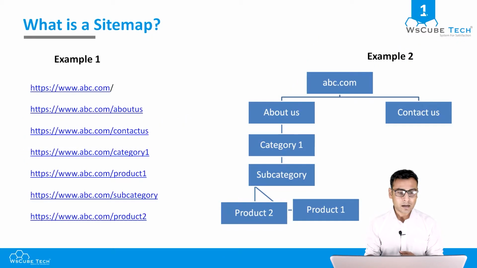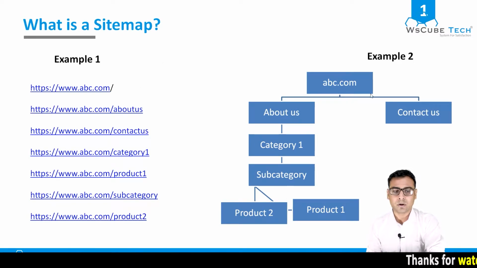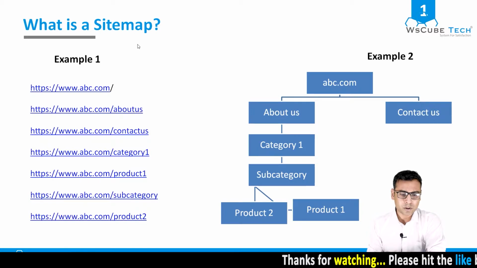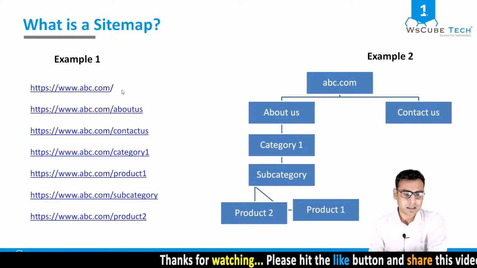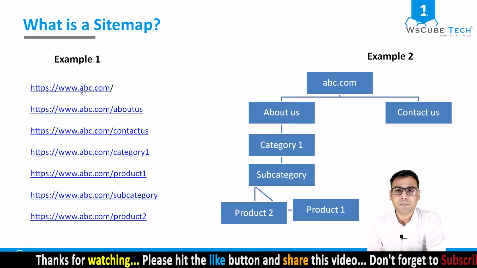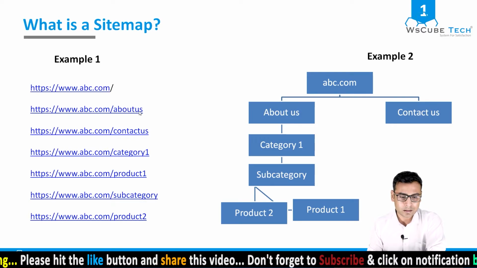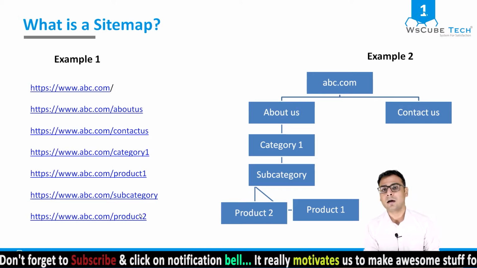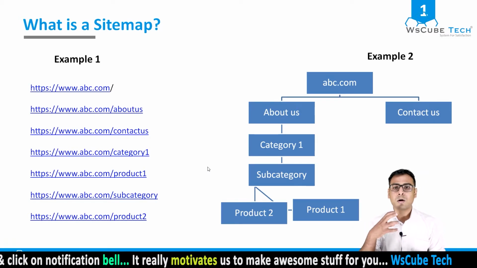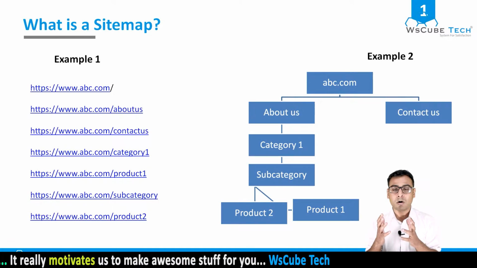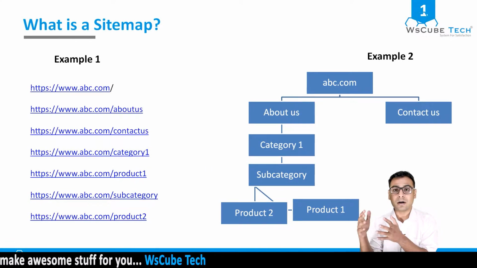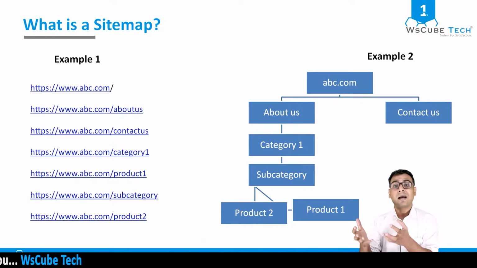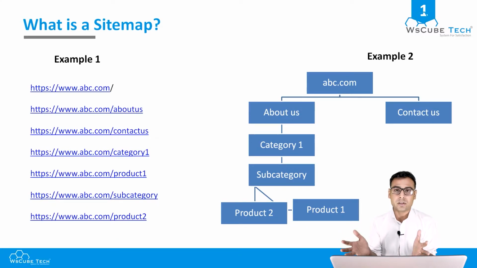So let's begin. I have an example over here. You can see, rather, I have two examples over here, and in one example I am showing the structure of my website. For example, this is our home page, which is abc.com. Then there are other pages: about us, contact us, category, product, subcategory, and product two. So whenever a crawler comes to our website, the crawler is going to visit different pages, and the crawler will be collecting information about the pages. This is the thing that a crawler actually does.